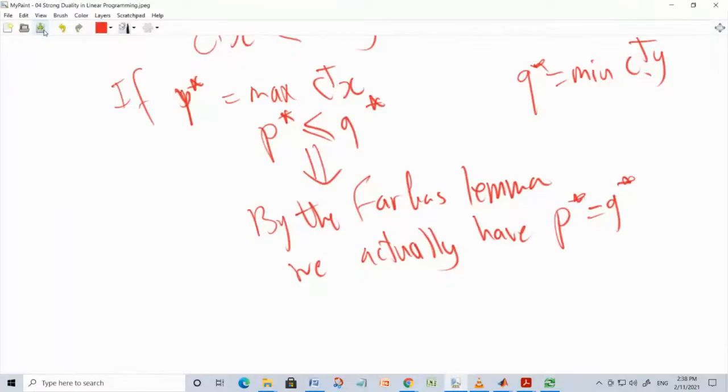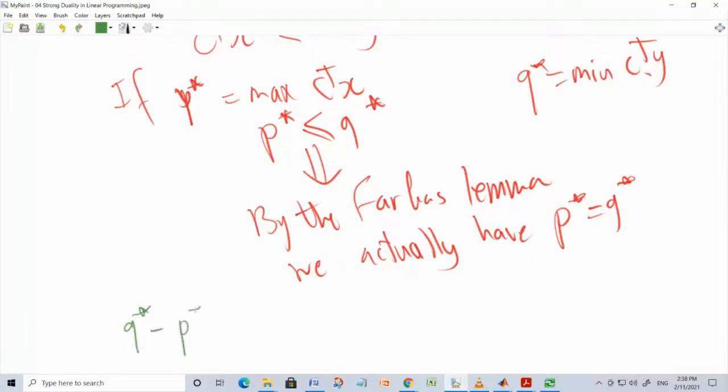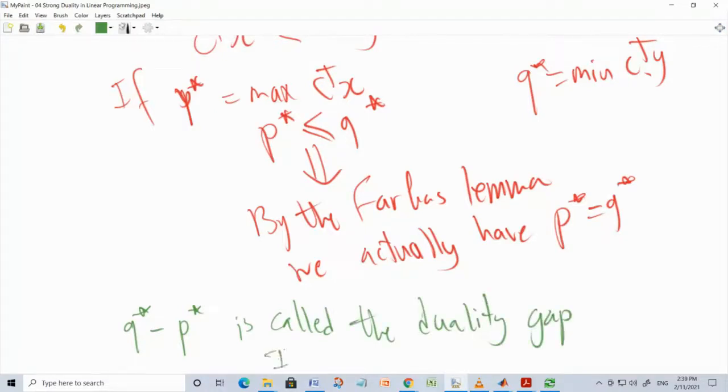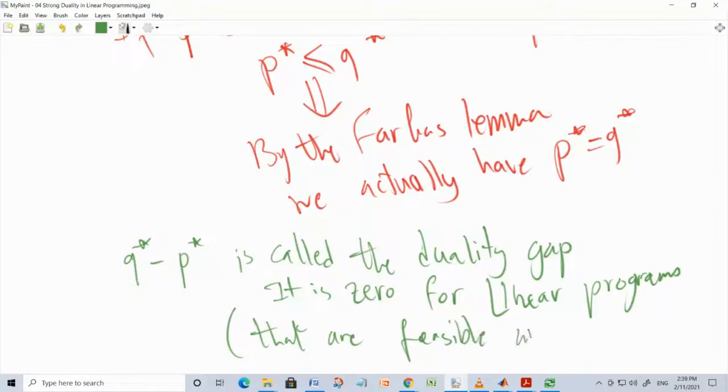We'll come back to it. So the difference between P star and Q star is given a name. Let me write this with a different color. Keep this in mind: Q star minus P star is called the duality gap. It is 0 for linear programs that are feasible and have finite objectives.